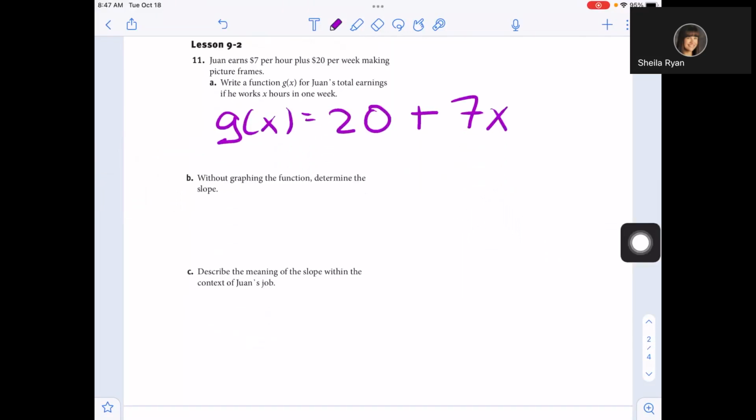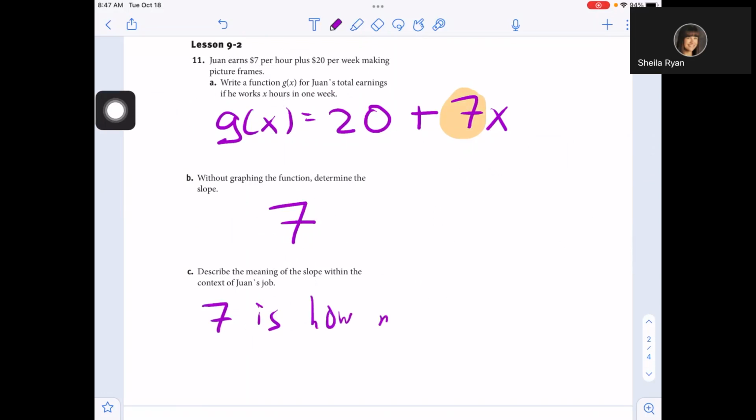Letter B, without graphing, determine the slope. The slope is always going to be the coefficient of the x. And we saw that in our rate of change lesson, that what we get for the slope is going to be the coefficient of the x, which is right next to the x. So that slope is going to be 7. What does the slope mean in the context of his job? The 7 is how much he makes per hour. 7 is how much one makes each hour.